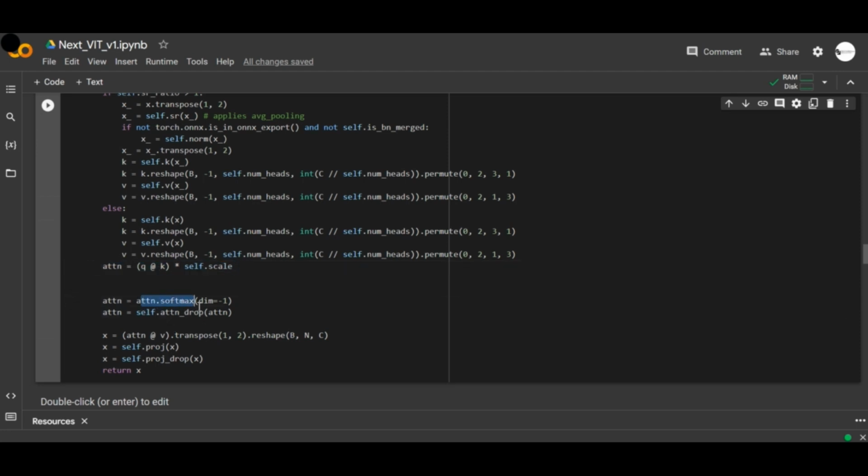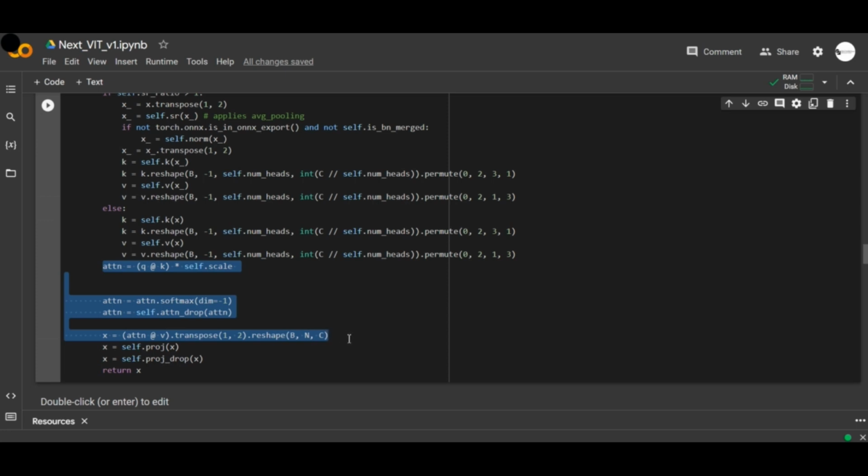Then we apply the softmax. So after this, we always apply the softmax. Then we apply the dropout. Then we take the attention and we multiply by the value. So all of this is literally self-attention.